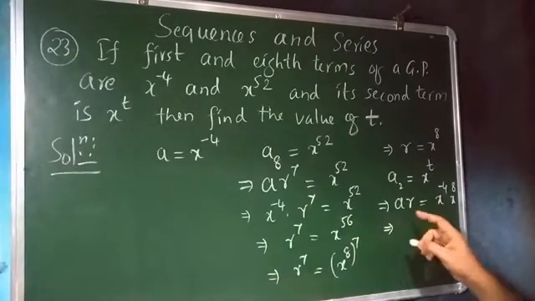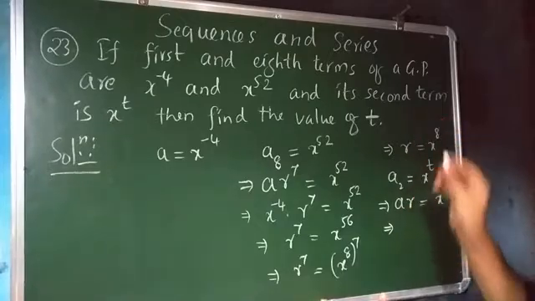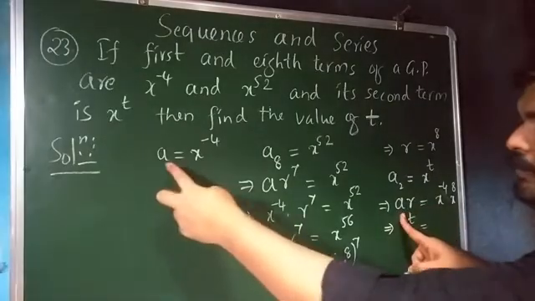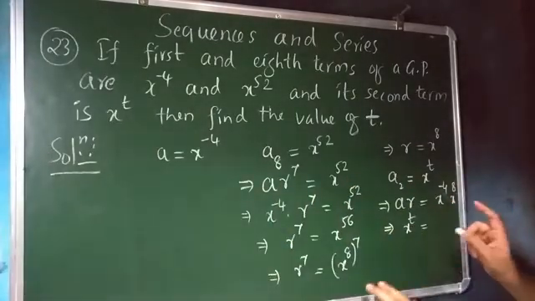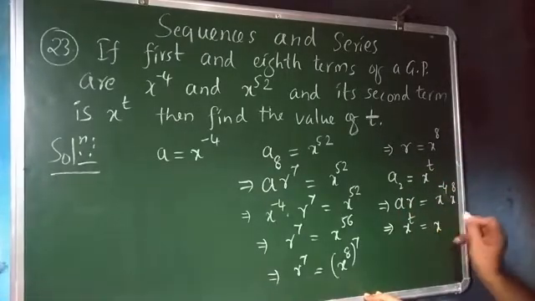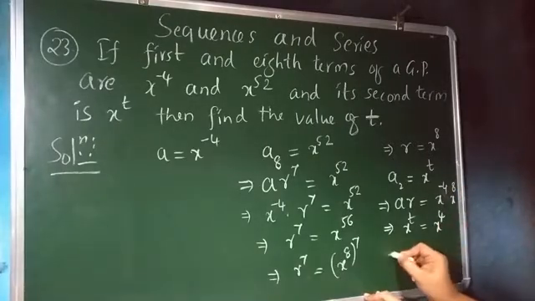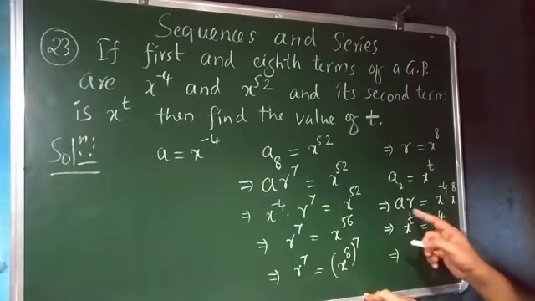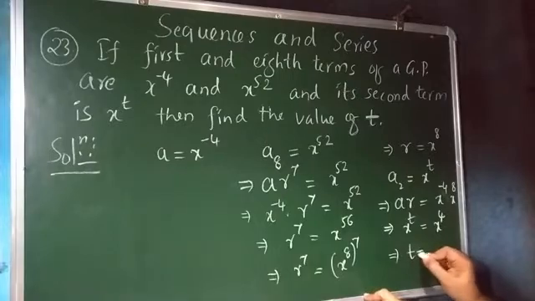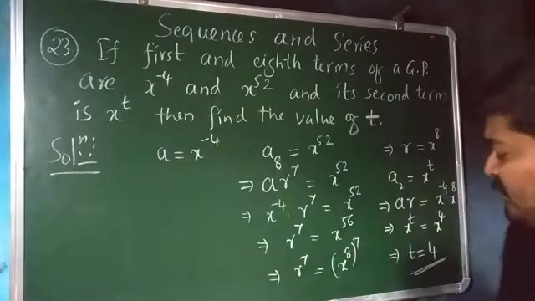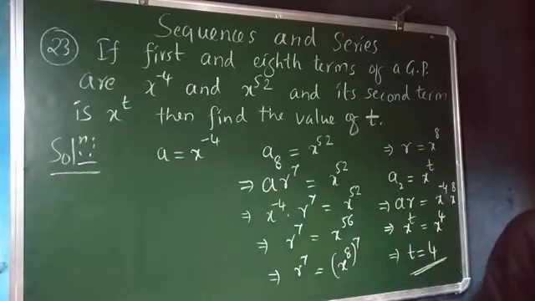Now, the expression for the second term that they have given is x power t, that is equal to a into r, where I have substituted the value of a as x power minus 4 and r as x power 8. That task is over. Finally you are left with x power 8 minus 4, that is x power 4, isn't it? Now compare the powers of the terms. The same bases are present over here, so your task is to compare the powers. You are left with t is equal to plus 4. Therefore, the required value of t in this particular problem is exactly equal to 4. I hope all of you understood the solution of this particular problem.